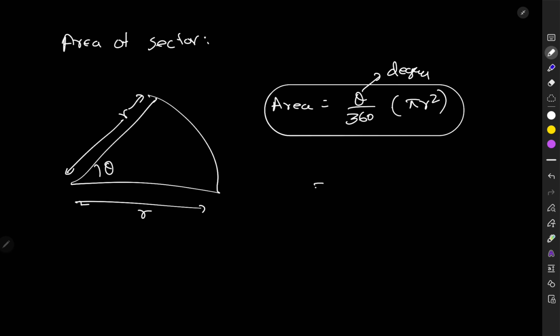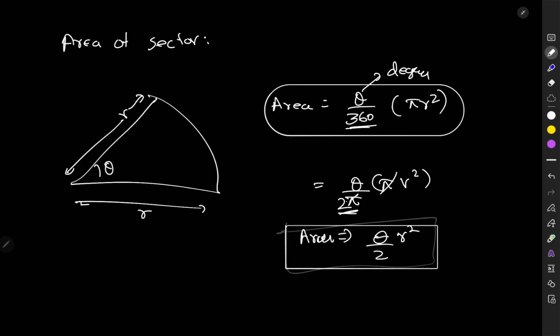When theta is not in degrees, when theta is in radians, 360 is 2 pi, right? So I'm going to write it like that and just convert it, and pi will get cancelled. Theta by 2 r square will be the formula for the area of the sector if theta is given in radians. So this area is this, guys.